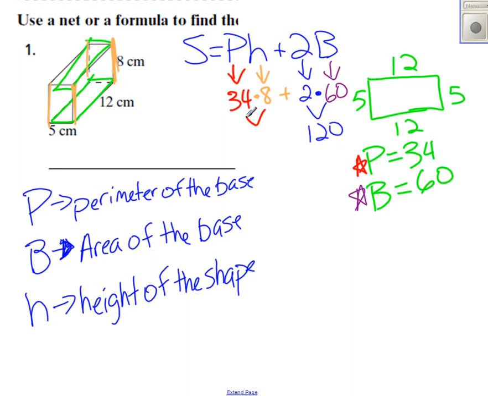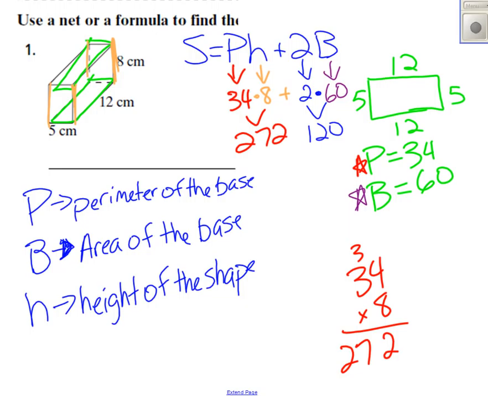272, we agree? Adventures in multiplying here. 4 times 8. 8 times 3 plus 3 more. So it is 272 plus 120 is 392. So that is our surface area.